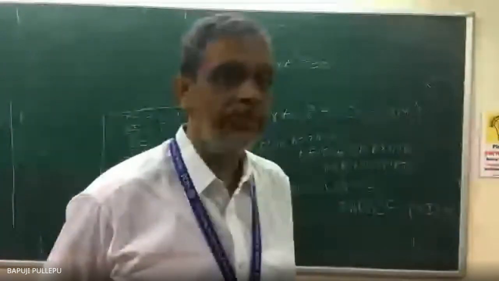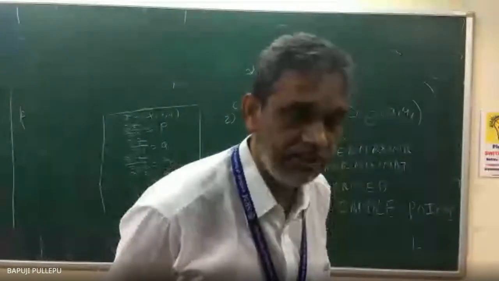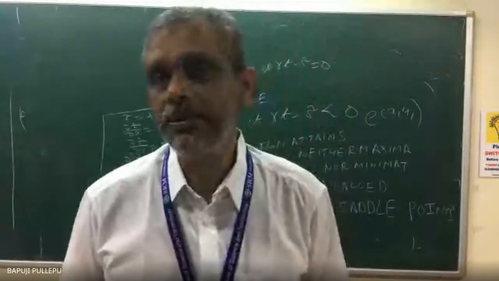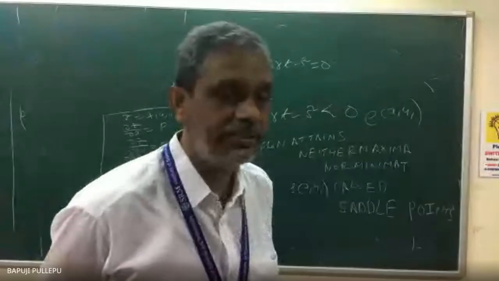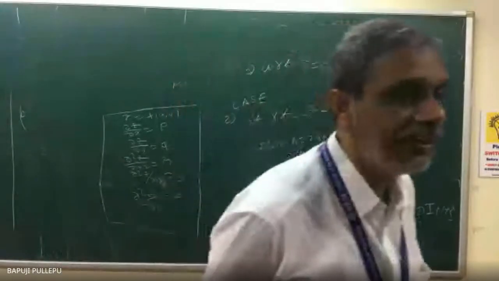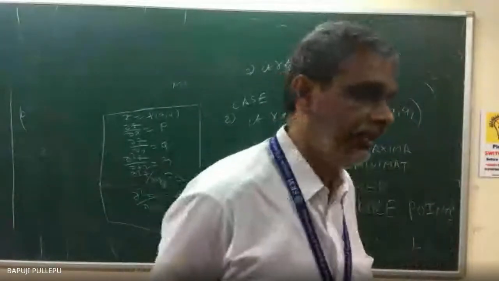Next case is what? RT minus S square is less than 0, the function attains neither maxima nor minima. These points are called saddle points. RT minus S square is equal to 0, we go for further investigation. And what is there?